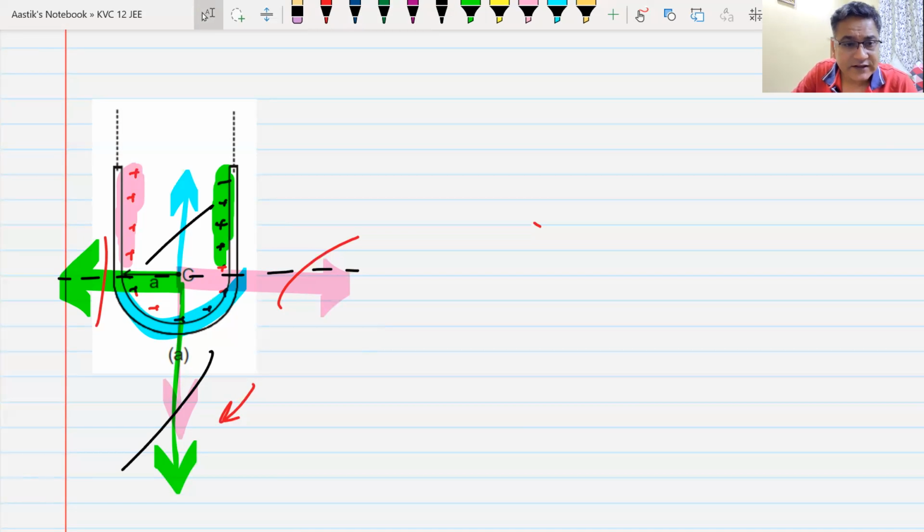Okay, then we have this infinite sheet. Everyone knows the formula of this infinite sheet? Yes or no? Everyone knows the formula of the infinite sheet? Yes or no?